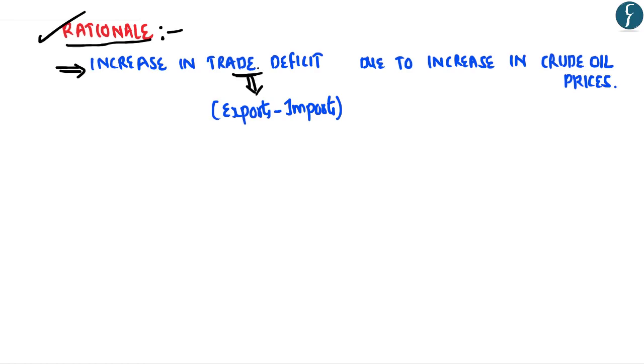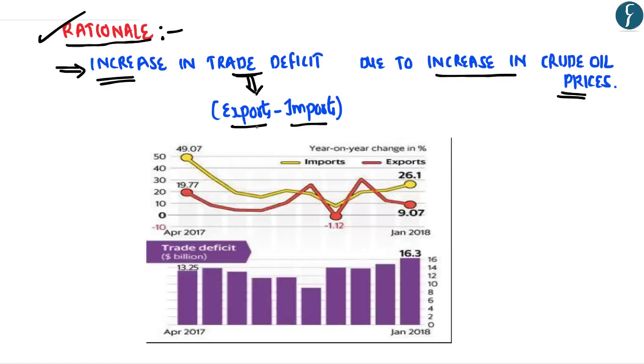Now the trade deficit in India, which is denoted as total value of export minus imports, has increased due to increase in the international crude oil prices. Now this is evident in the graph shown below, wherein the imports into India have increased. On the other hand, when it comes to exports, the exports have reduced.